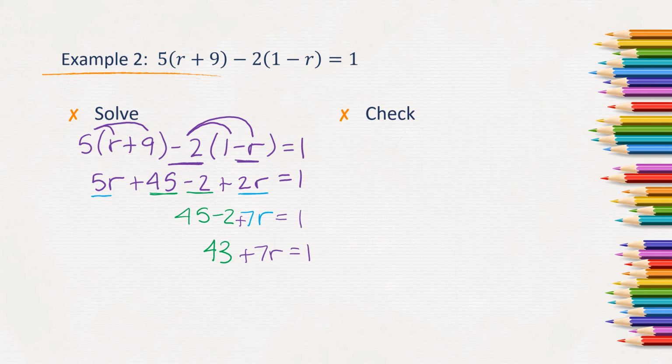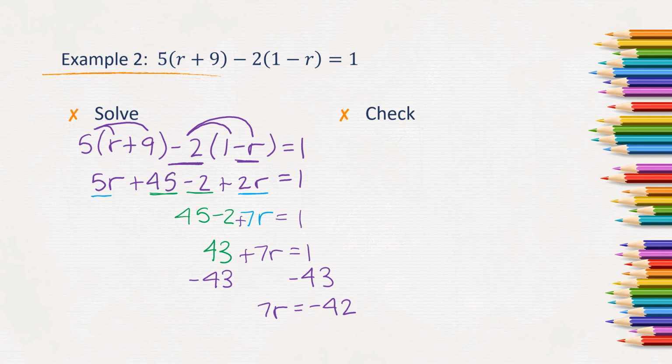Now we can go ahead and start to get the variable by itself. Because we only have one term with a variable in it, that's when we can start using inverse operations to finish solving the equation. So we can subtract this 43 now from both sides. When we do that, we will get 7r equals negative 42.